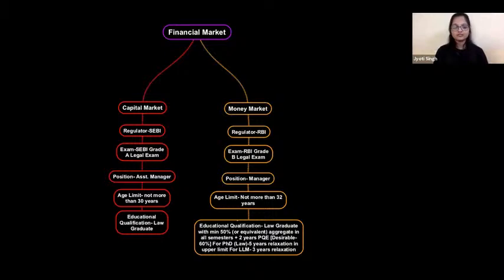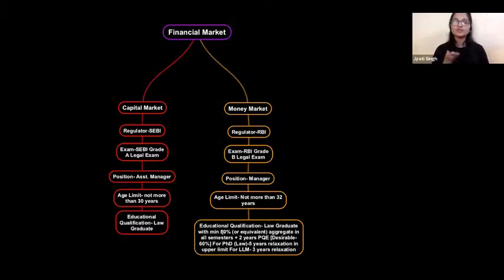So if you look at the educational qualification over here, you would see that you are required to be a law graduate. That's the minimum qualification required. But then you also have a condition with regard to the percentage that you score. So the minimum percentage that is required of you to be eligible for this exam is 50%, right? So you must secure a minimum of 50% as an aggregate in all the semesters during your law school.